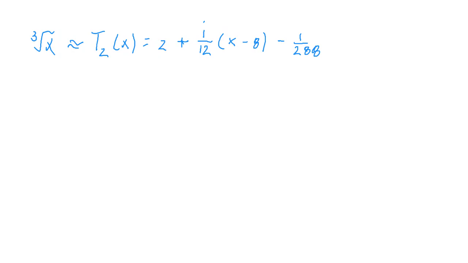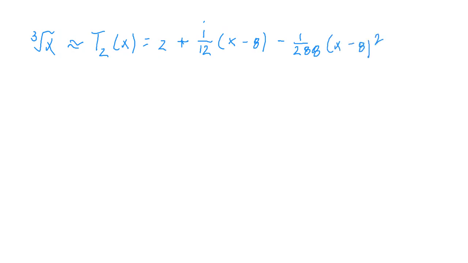So the cube root of x is approximately equal to the second degree Taylor polynomial of x, which was 2. So this is the result from the example we covered from section 8.8 in our last class. The second degree Taylor polynomial was 2 plus 1/12 times x minus 8, minus 1 over 288 times x minus 8 squared.